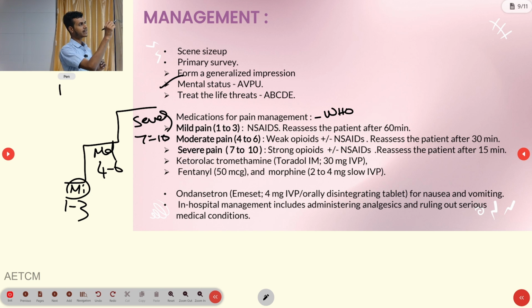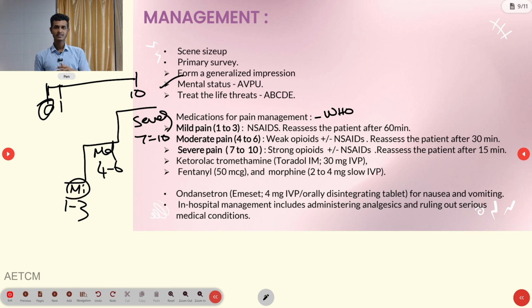So usually the pain score starts from 0 to 10. 0 means no pain. So from 1 to 10, you have to ask the person to rate or tell some scoring about the pain. They may tell us a 7, so that is indicating severe pain. If they are telling us a 3, that is indicating mild pain.